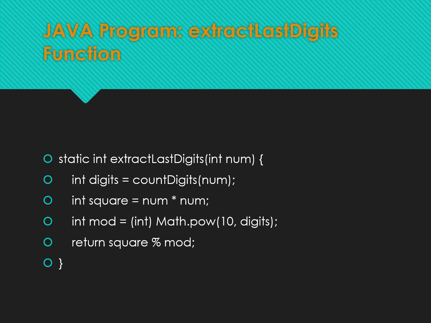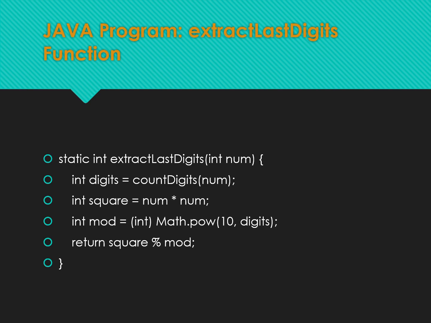So, how does it work? First, it calls another helper function called countDigitsNum to determine how many digits the number has. For example, if num is 76, it has 2 digits. Then, the function calculates the square of the number using num times num. So for 76, the square is 5776. Now comes the clever part.